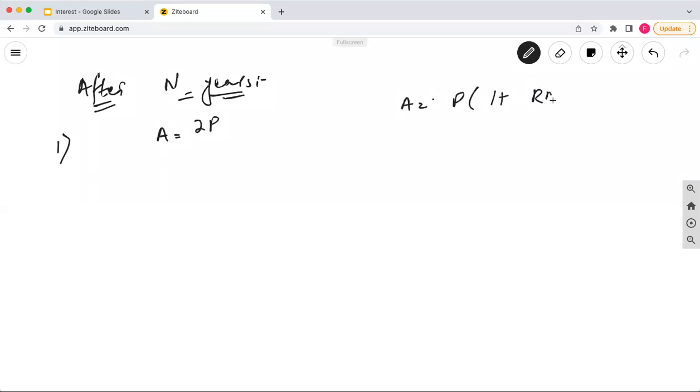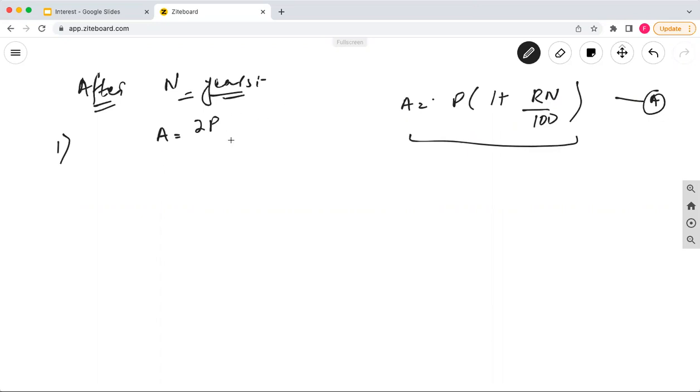1 plus R1 by 100. Okay, so even now we're familiar with this formula, right? I just added the principal amount and the simple interest, and just took P common. So this is a formula for the final amount at the end of n years, right?